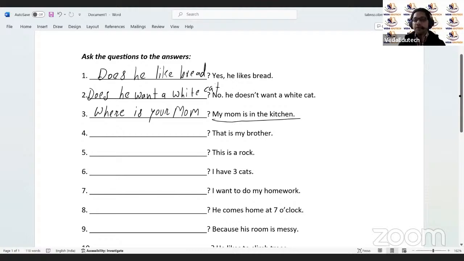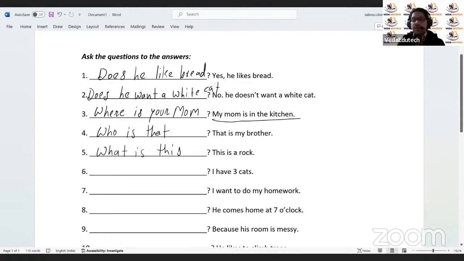ओके, दैट इज माई ब्रदर. All right, that is my brother. Who is that? That is my brother. This is a rock. All right, this is a rock. Question, what is this? Okay, so from the question, you get the hint of giving the answer. From the answer, you get the hint of asking the question.